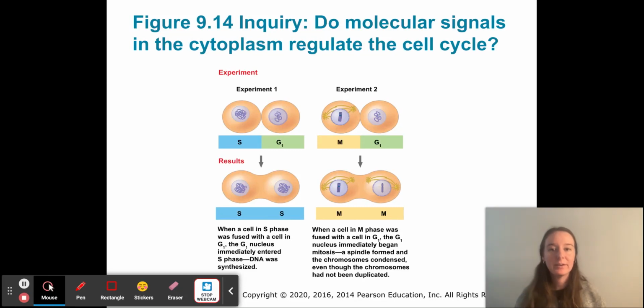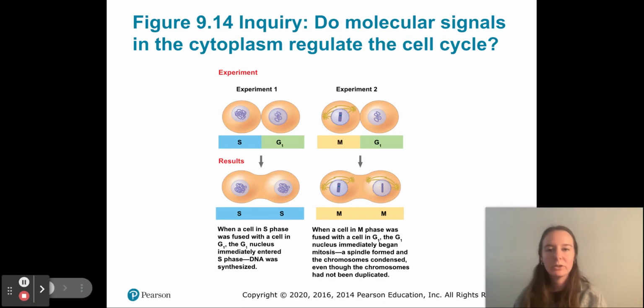So how does a cell know which phase of the cell cycle it's in? Well, to understand this, scientists did an experiment where they took two cells that were both in different phases of the cell cycle. This one in the S phase and this one in the G1 phase, experiment 1. And they fused the two cells together. And when they fused the two cells together, the cell that was in the G1 phase actually moved into the synthesis phase and started synthesizing DNA.